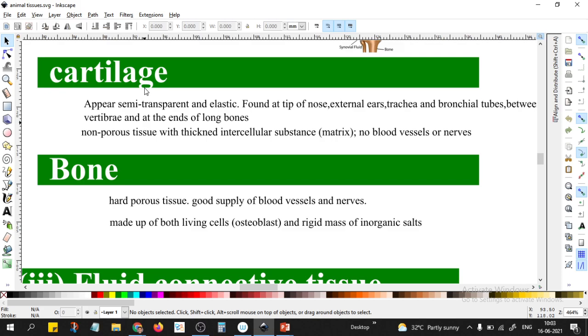When we compare the bone and cartilage, the first thing is that cartilage is elastic. It is semi-transparent and elastic. It is a non-porous tissue. Unlike bones, which are hard but porous, cartilage is non-porous, and it has a thickened intercellular substance called matrix. There is no supply of blood vessels or nerves.